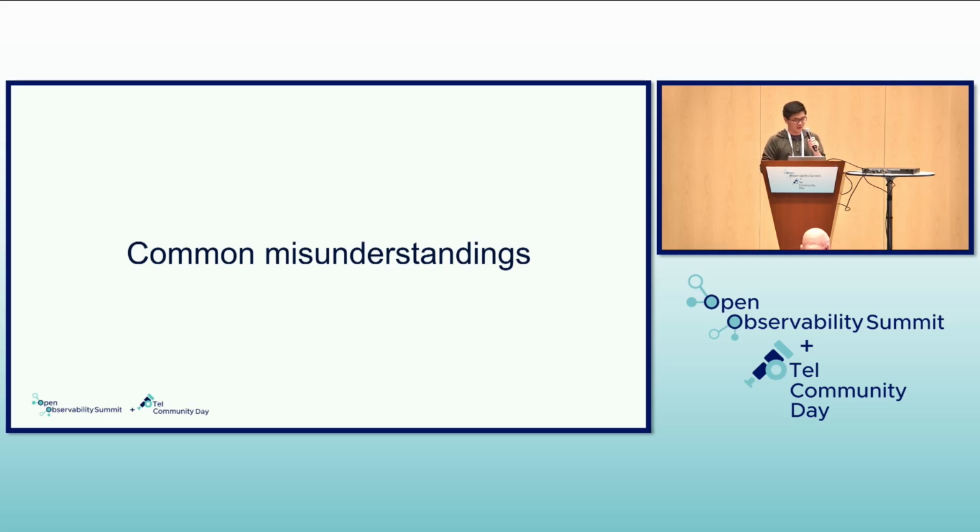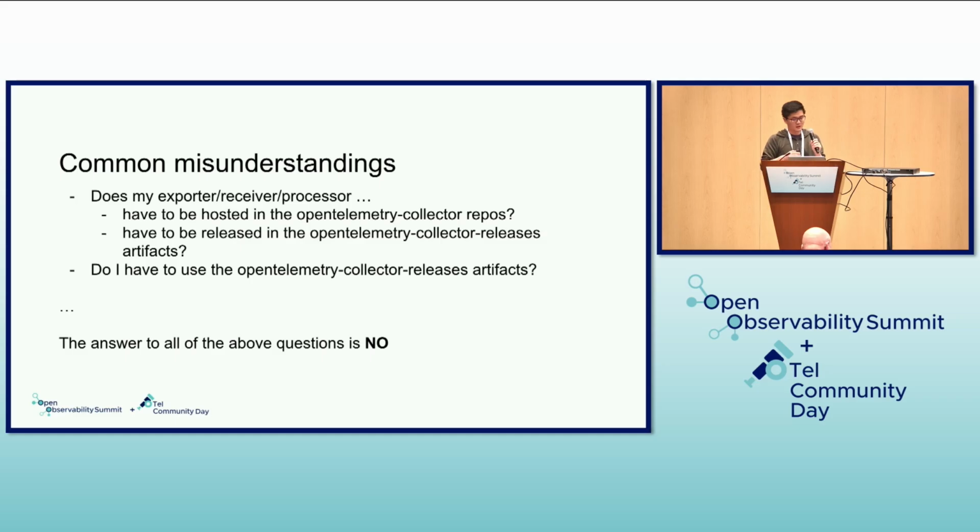I want to talk a little bit about some common misunderstandings. I used to receive a lot of these questions: do my components, like my exporter, receiver, etc., have to be hosted in the upstream OpenTelemetry collector or collector contrib repo? Do they have to be included in what we call the official OTel upstream releases artifacts? Or as a library developer, do I have to recommend my users to use those artifacts from OTel collector releases?